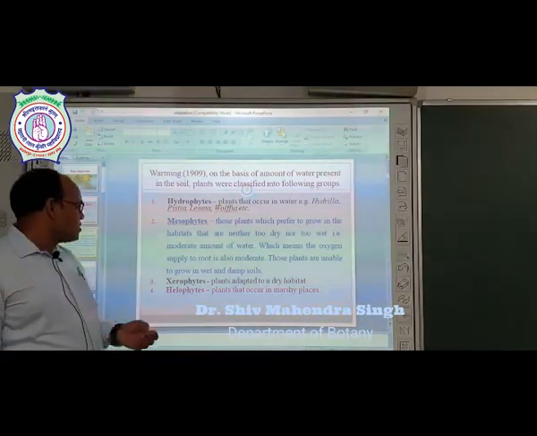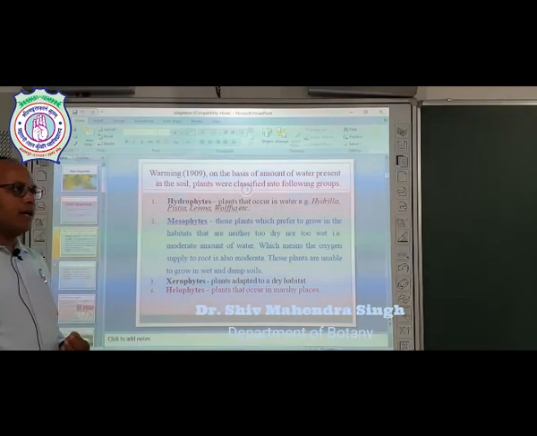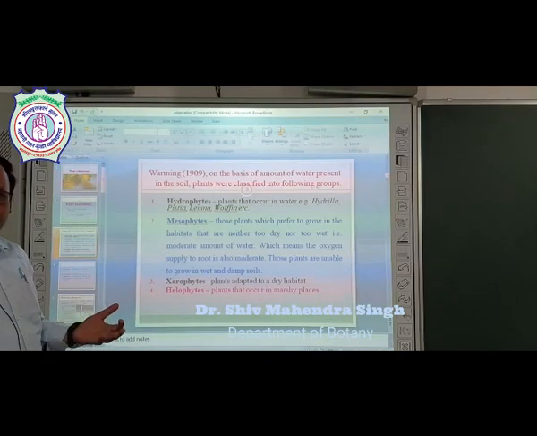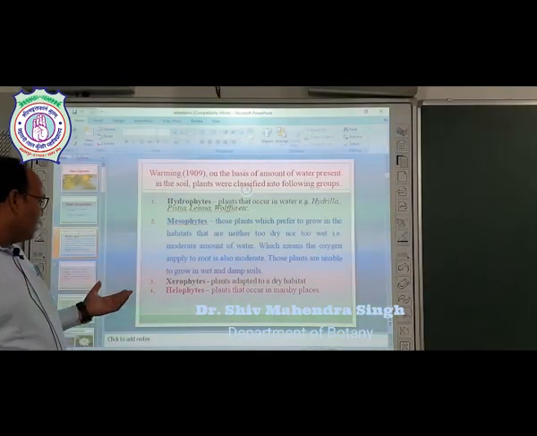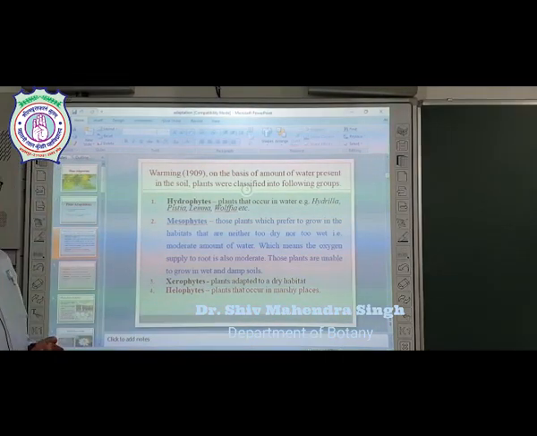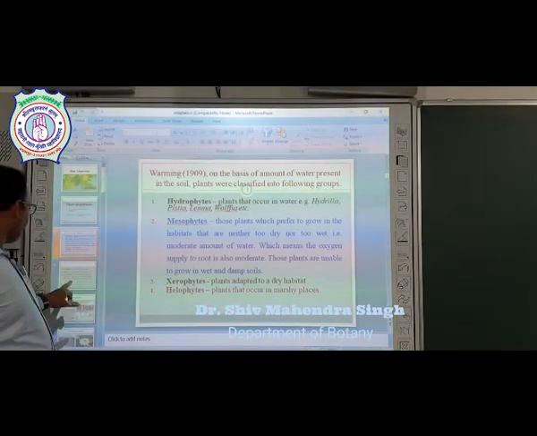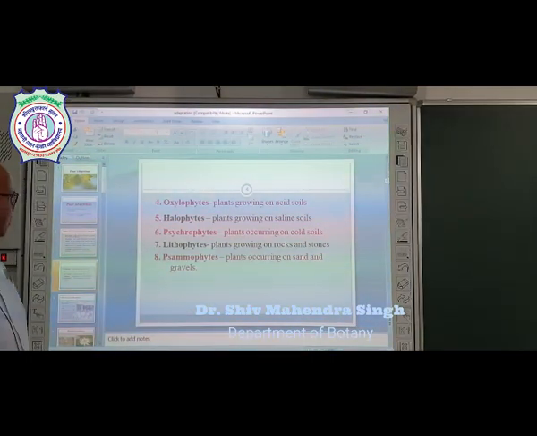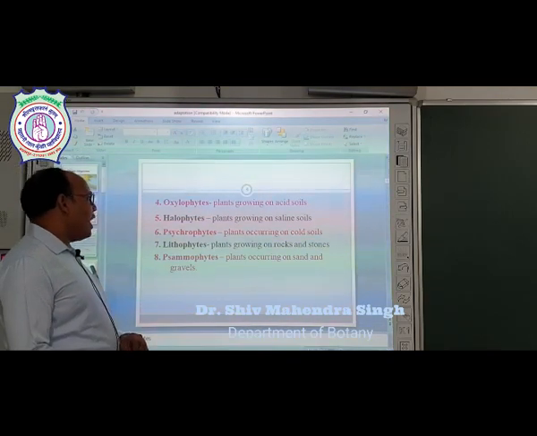The next one is xerophytes. Xerophytes are plants adapted to dry habitats. And next, halophytes: plants that occur in marshy places only. The next are oxylophytes, plants growing in acidic soils, and halophytes, plants growing on saline soils.